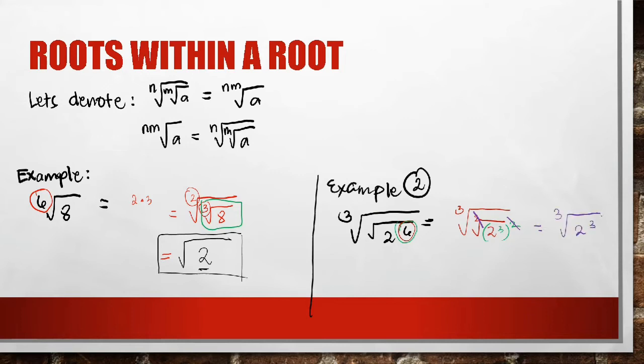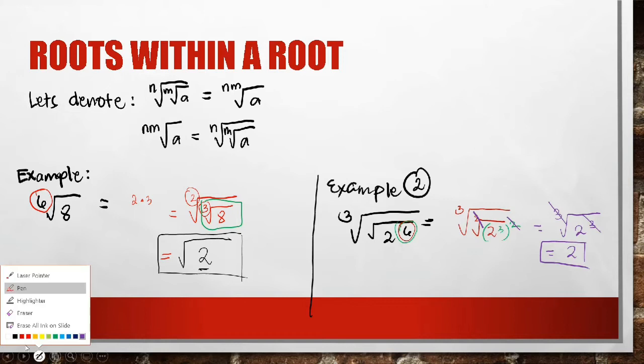Since our index is the same as our exponent, we can also cancel this one. So our answer is 2. Another way is simplifying first the internal and external index. What we are going to do is just multiply the internal and external index.